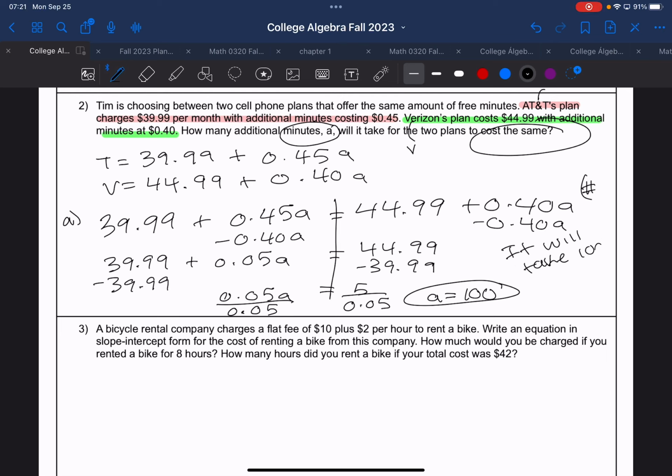What I'm looking for here is that you understand what you found. So it will take 100 minutes. So I see my equations, I see my work, I see my answer, I see my sentence. If that's all correct, that's full points.